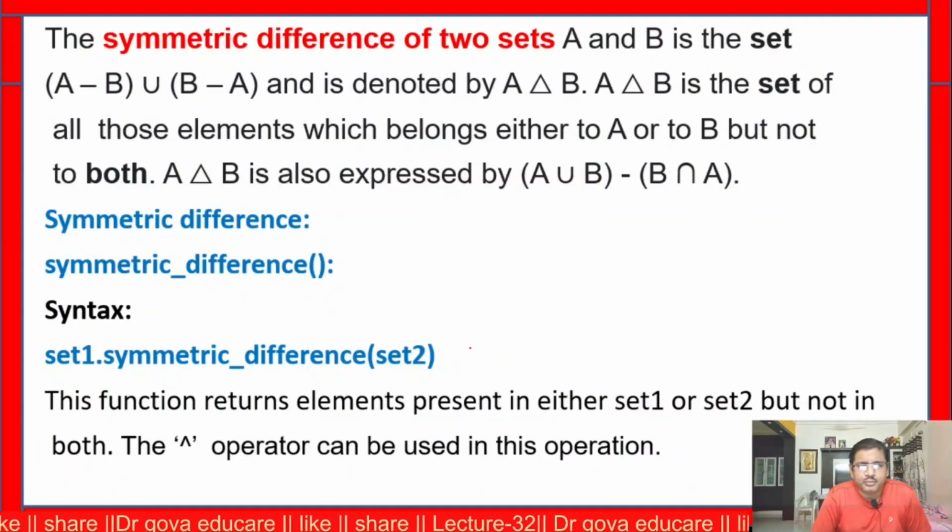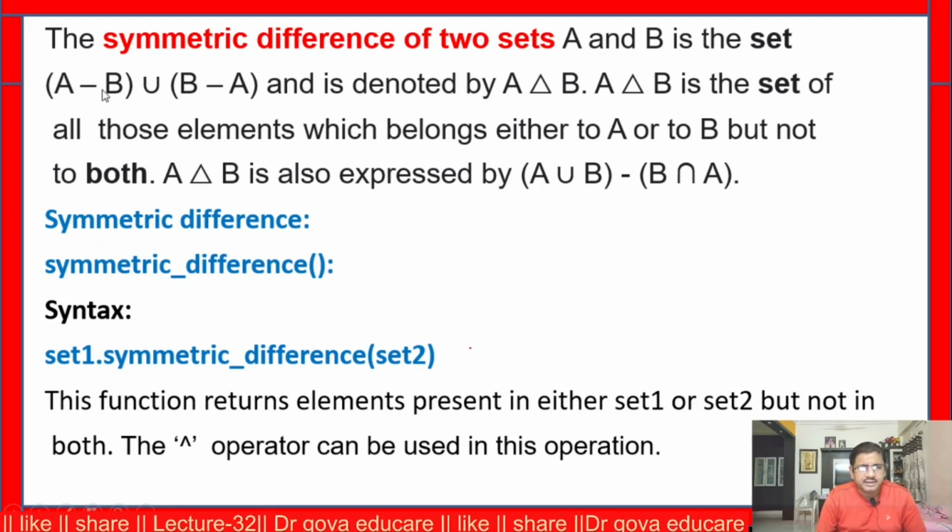Next, symmetric difference of two sets. The symmetric difference of the two sets A and B is the set A minus B union B minus A, and it is denoted by A symbol B, the set of all those elements which belong to either A or to B but not both. Now we can express the symmetric difference as A union B minus B intersection A. Now there is a built-in function, symmetric difference.